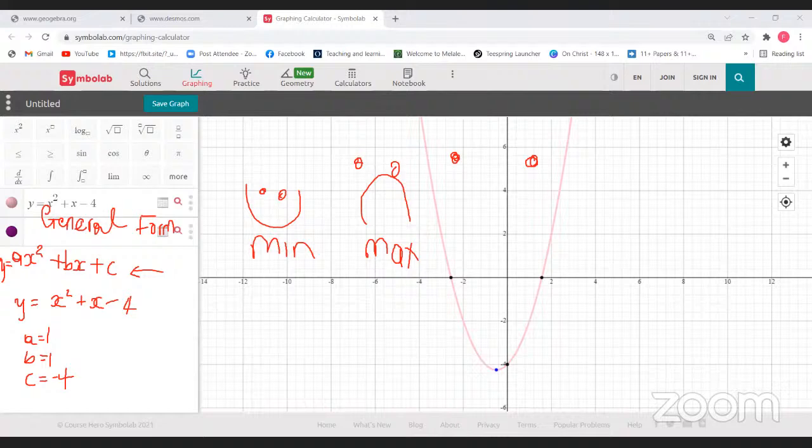So, all right, let's go through this question so I can let you go. Another way of knowing whether it's a maximum or minimum is looking at A. If A is positive, it's a minimum. If A is negative, it's a maximum.